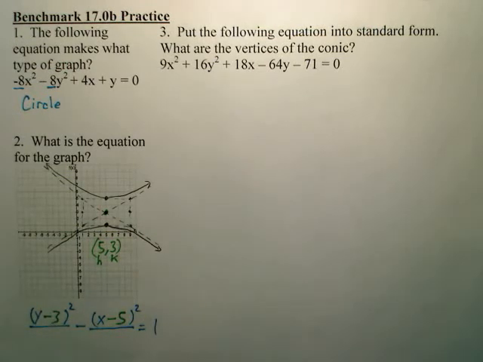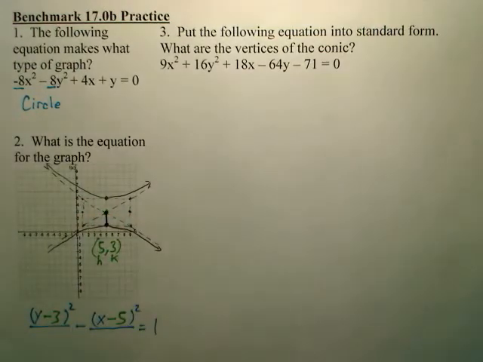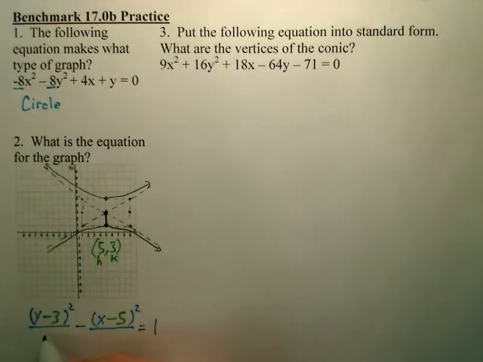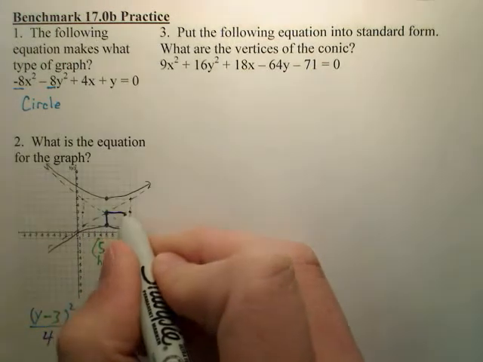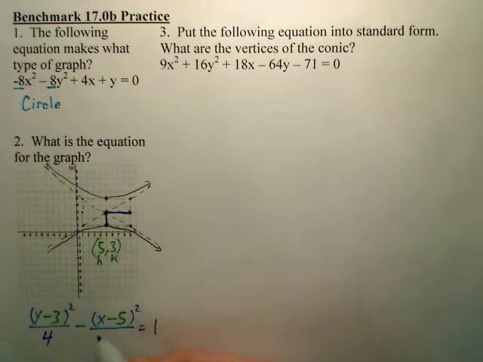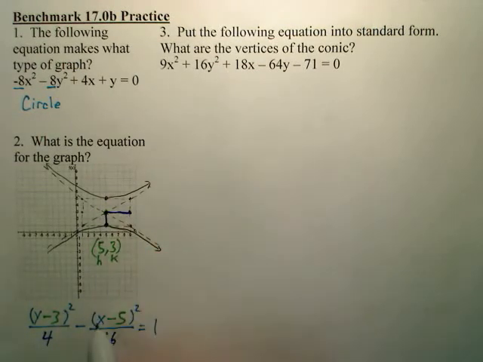The next step is how far down did you go to make this box? Well, it looks like it went down 2. So 2 squared is 4 under the y value. And then how far did you have to go to the side? Well, it looks like 1, 2, 3, 4. I went 4 over. 4 squared is 16. So on the x you went 4 over, on the y you went 2. Those go under the x and the y.